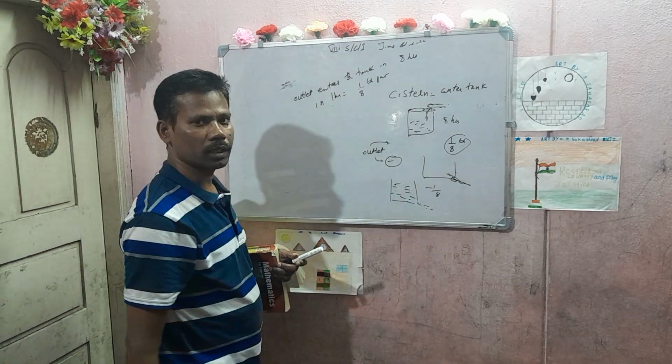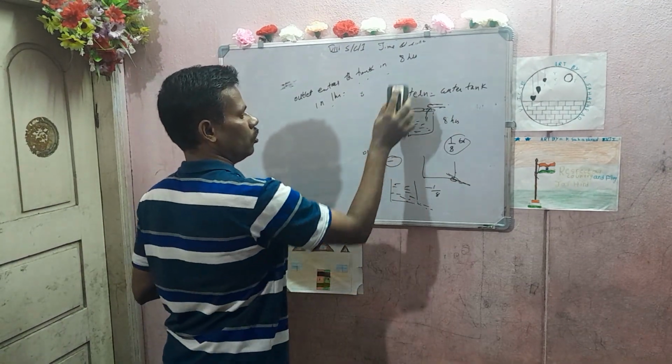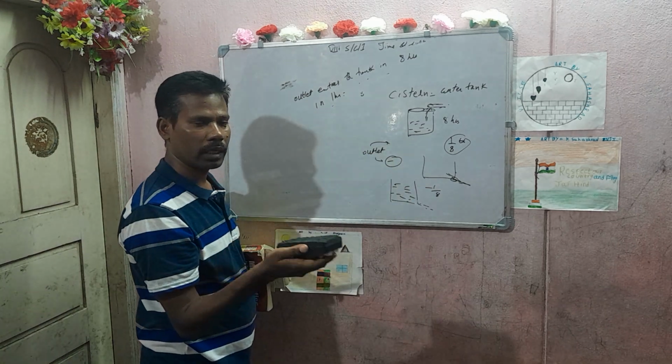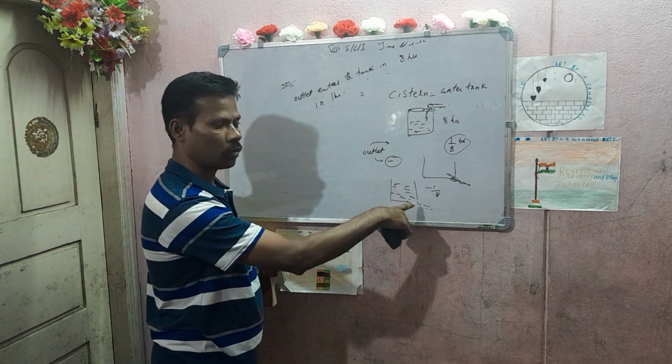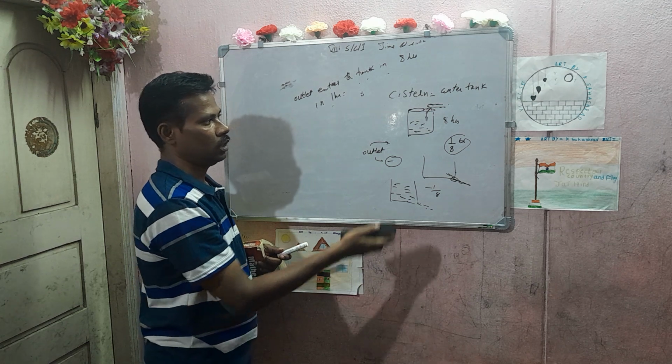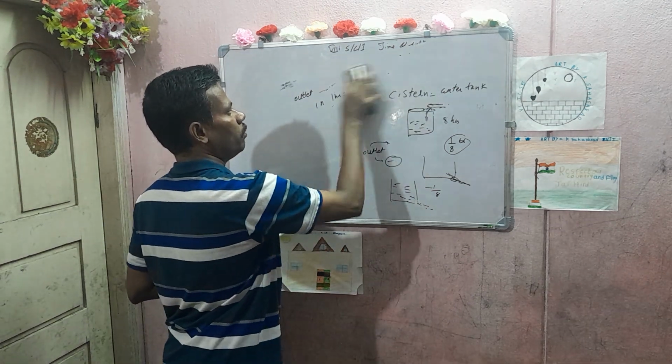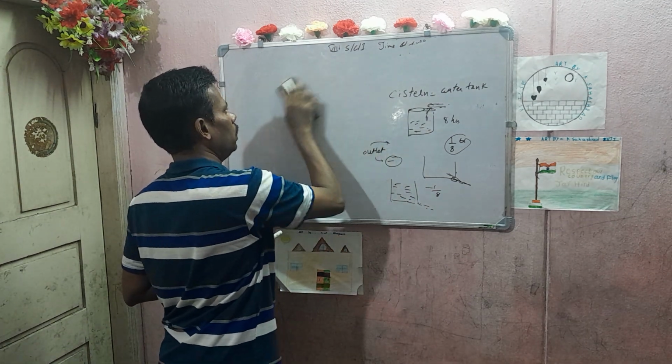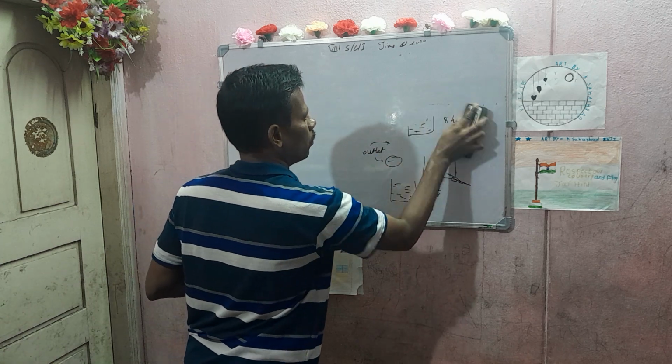Part of the tank emptied and filled. So remember, inlet means plus symbol, outlet means minus symbol. Why? Because the water is flowing outside, so obviously you need to keep the negative symbol. Let us discuss how the problems will be.